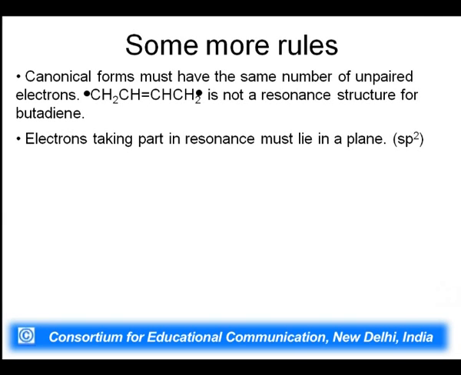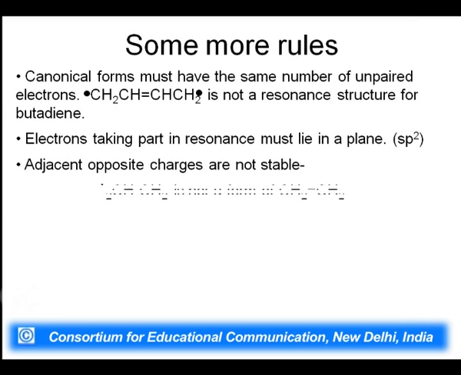The second point is that electrons taking part in resonance must lie in a plane. We have already discussed in the case of butadiene that resonance was happening because all the p orbitals, the black part, were sharing the electrons, and this was because all the carbons in butadiene were sp2 hybridized. If sp2 hybridization is not present, if the carbon is sp3, there is a break in conjugation, and the resonance effect will take place to that extent only. So, they should lie in a plane for resonance to happen.